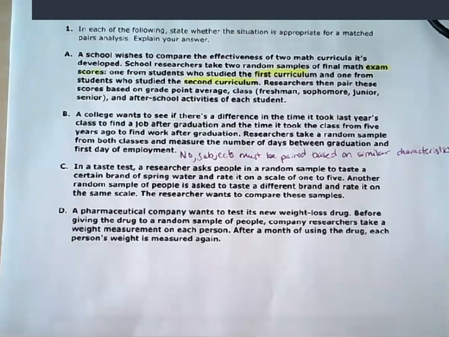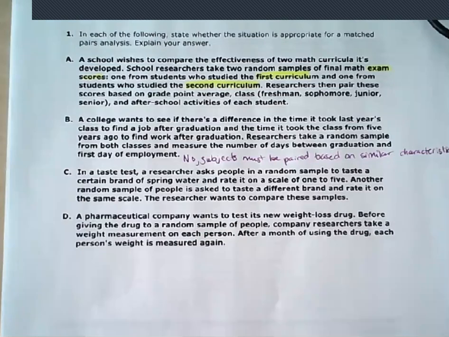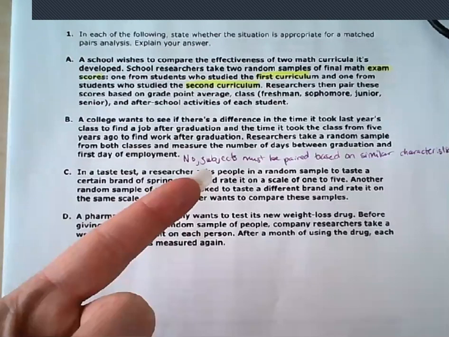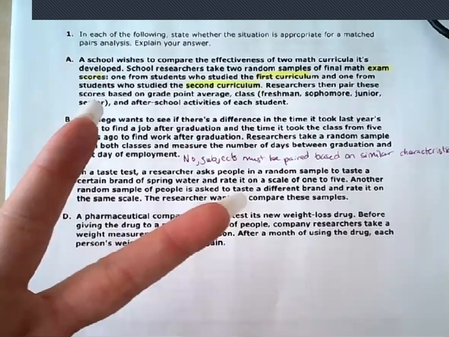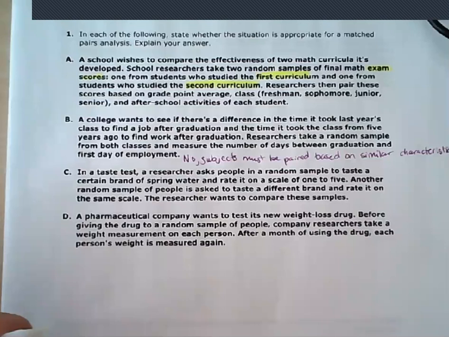Two, are there two different treatments being imposed? Yes, they're measuring before and after a weight loss drug has been taken. So the two treatments are the weight loss drug and the control, no weight loss drug, before they took it. And then the third thing is, are subjects being matched to subjects with similar characteristics? Yes, actually they're being matched themselves in this one.